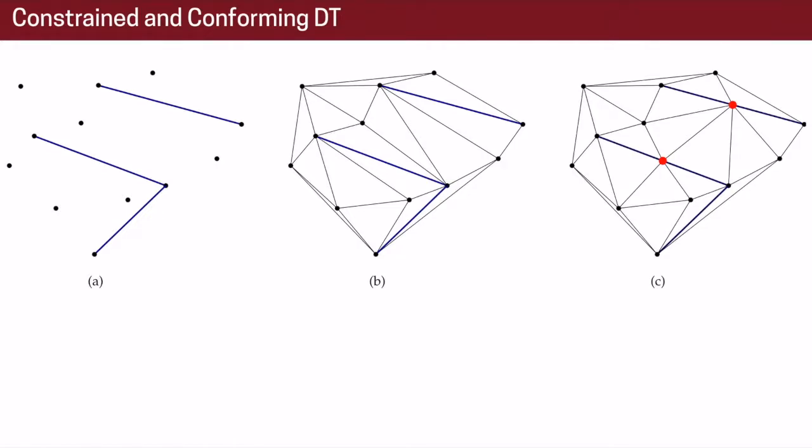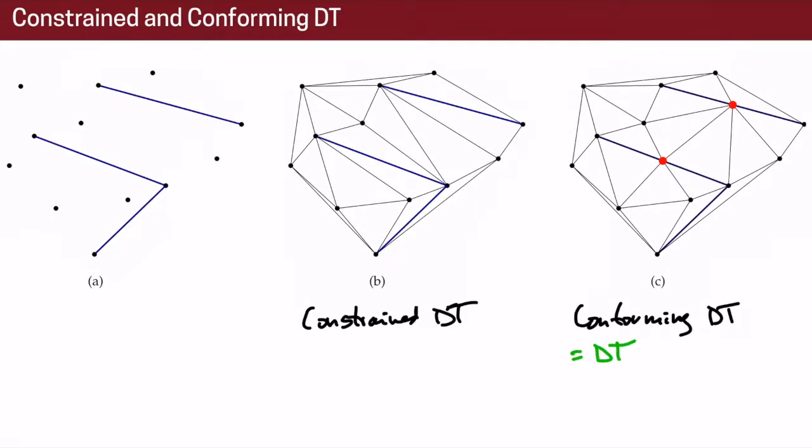Given a set of points and line segments as input, the one in the middle is the constrained Delaunay triangulation and the one on the right is the conforming Delaunay triangulation. Both are called Delaunay triangulations, but they have completely different properties. The first thing to notice is that the conforming triangulation is a real Delaunay triangulation in the sense that the circumcircle around every triangle is empty of any other points.